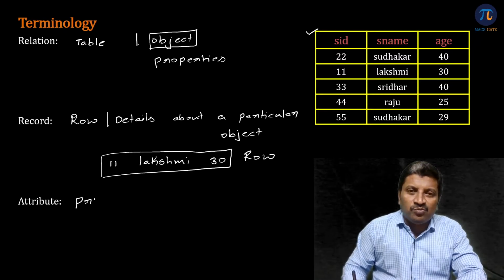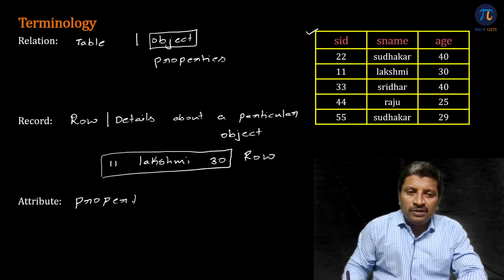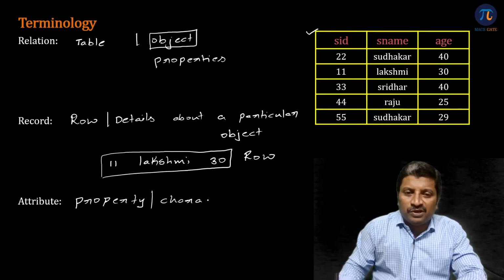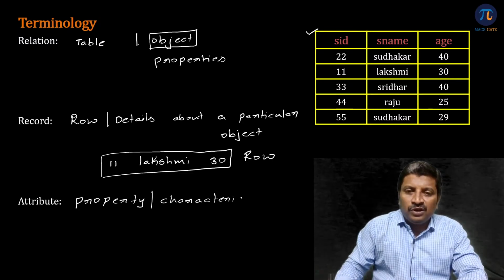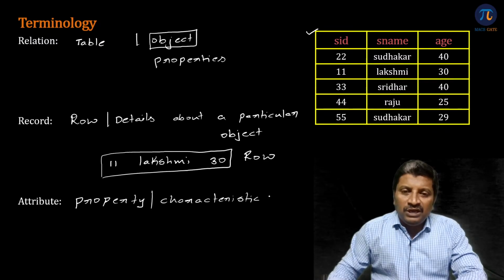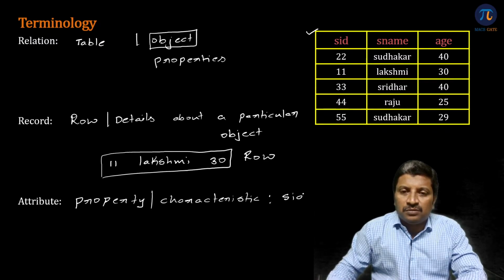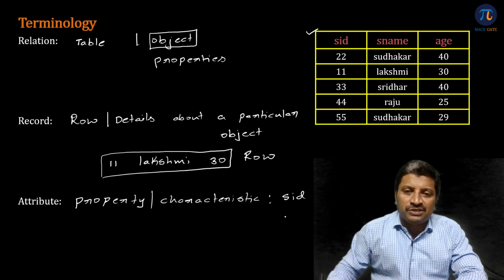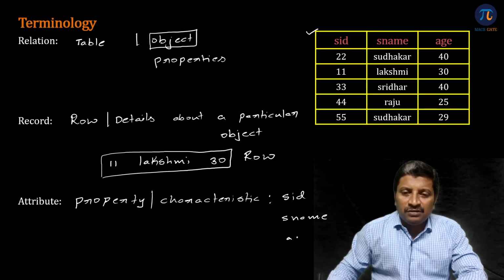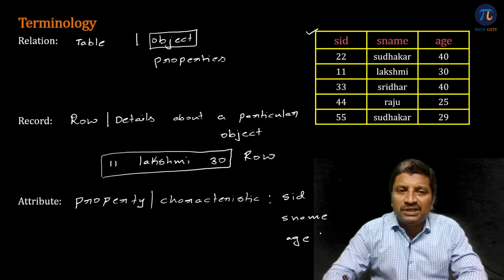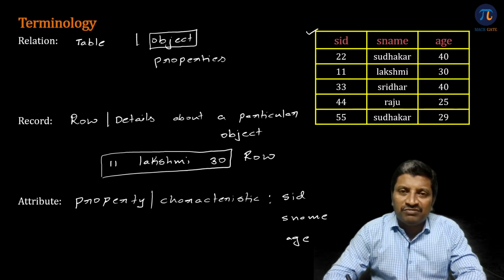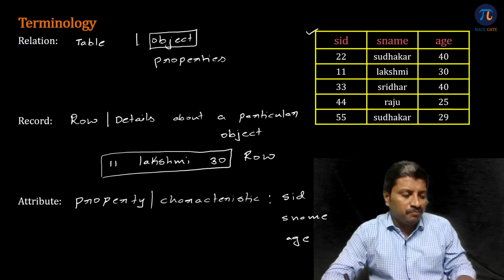Then attribute. As I said, an attribute is a property or characteristic of the particular object. About students, how many properties are we going to save? In our example, we are collecting the information about IDs, and similarly names and age. So these are the properties, or attributes, or features of the particular object about which we want to store the information. Is that fine?